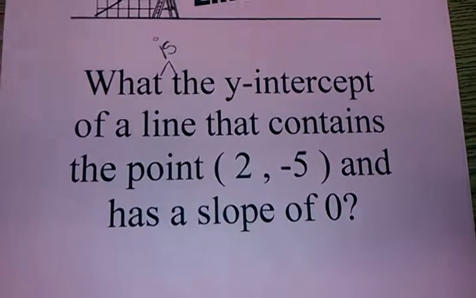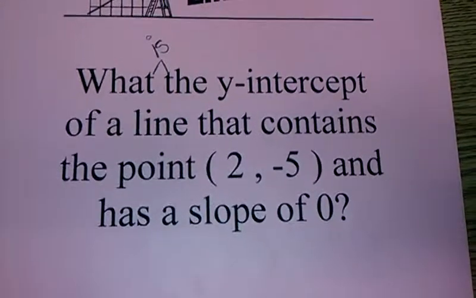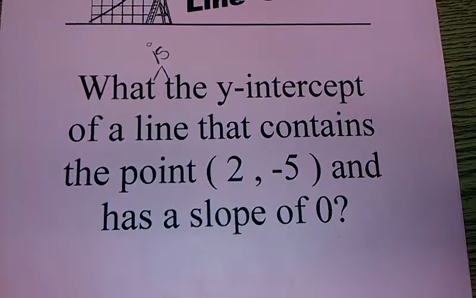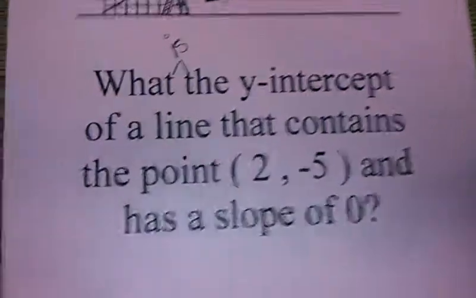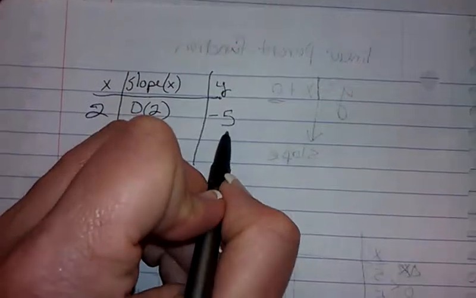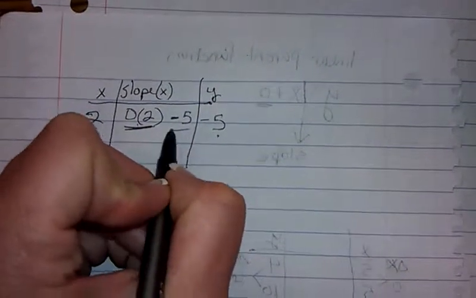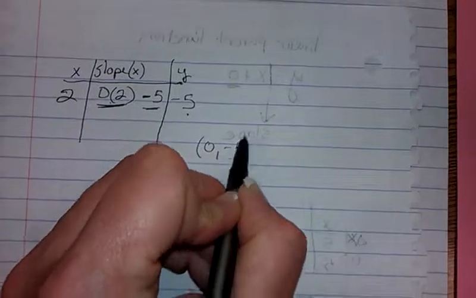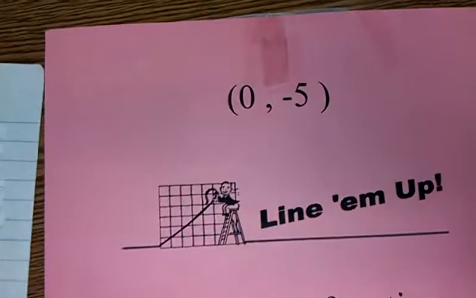This one said, what is the y-intercept of a line that contains the point (2, -5) and has a slope of 0? This time I'm going to come over and build a table again, because I have x and y. I have 2 and -5. Remember, my slope goes first, which is 0. 0 times x. X is 2. Anything times 0 is 0. What do you have to do to 0 to get to -5? Subtract 5. There's your y-intercept. It is 0, -5. It's a point. So now I go here and I find 0, -5.